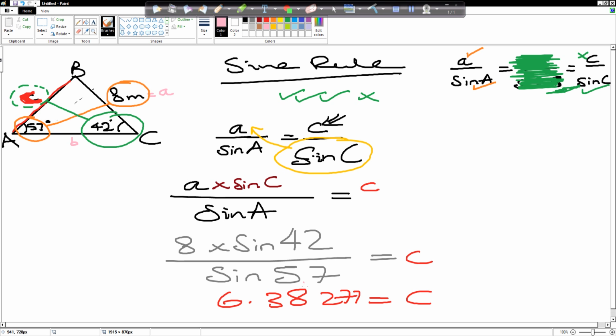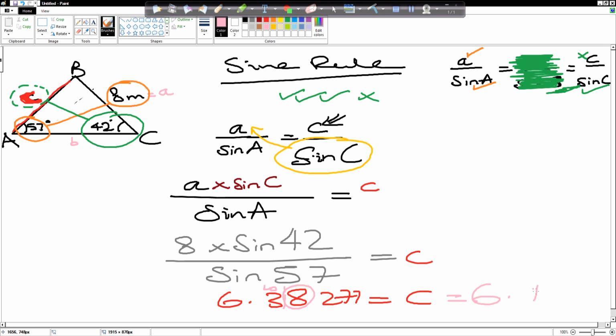Good. Okay, we're going to round this number off because it's a length to one decimal place. So we stop at the first decimal place. We look at the decider, the last digit. 5 or more, so we add 1 to the last digit. So 6.3 becomes 6.4.